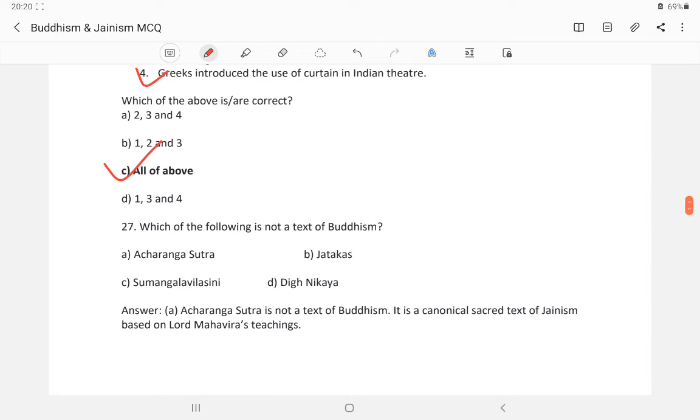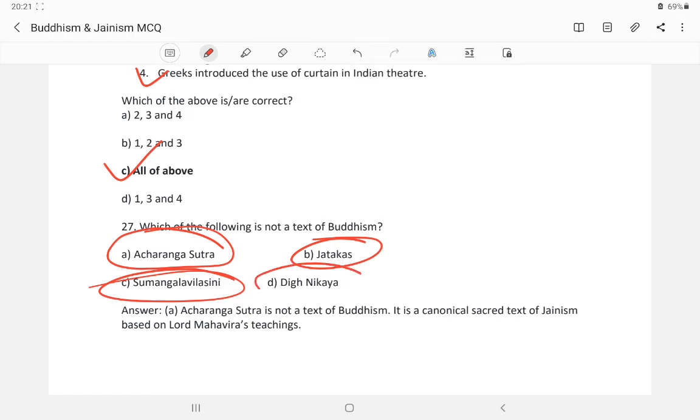Next, which of the following is not a text of Buddhism? The Archaranga Sutra is a text of Jainism, not Buddhism. The Digha Nikaya is a Buddhist text. So the Archaranga Sutra is Jain.